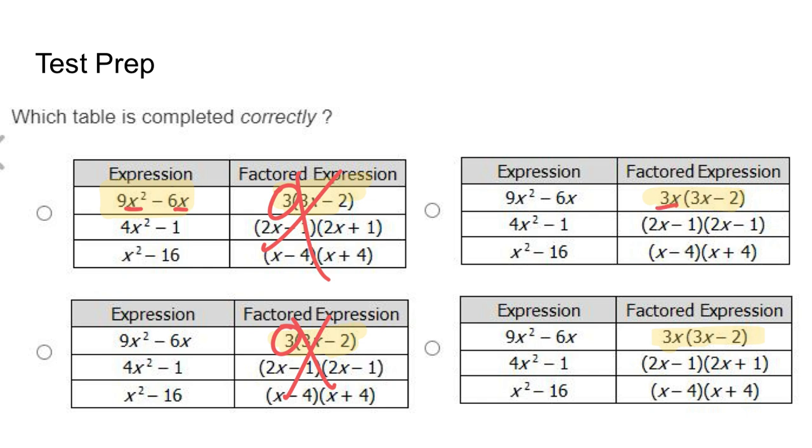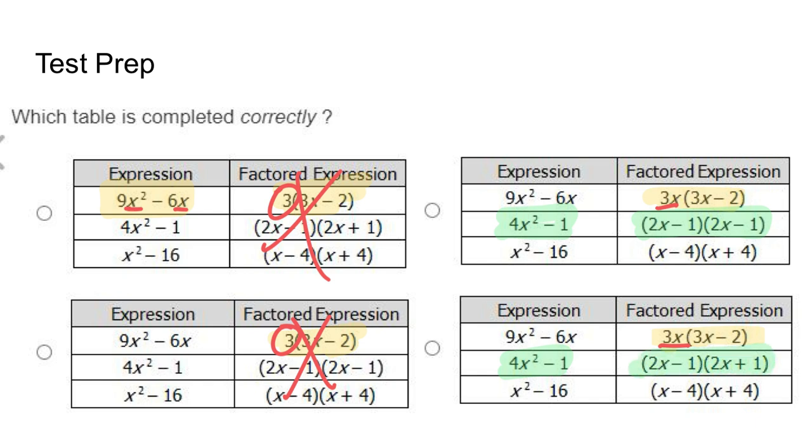But this one that has a 3x or this one that has a 3x, well, those both could be fine. So we're now down to 2. We 50-50'd at this point. And so let's look at the second expression, see if we can figure out whether it's right or wrong. We have 4x squared minus 1, and we have one that says it's 2x minus 1 times 2x minus 1, one that says it's 2x minus 1 times 2x plus 1.